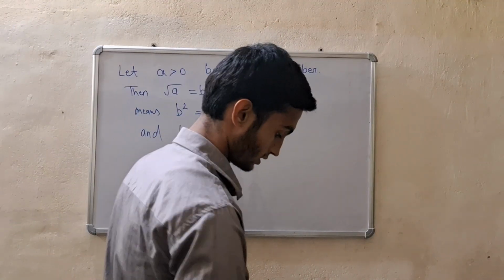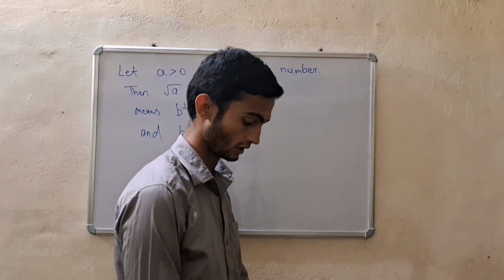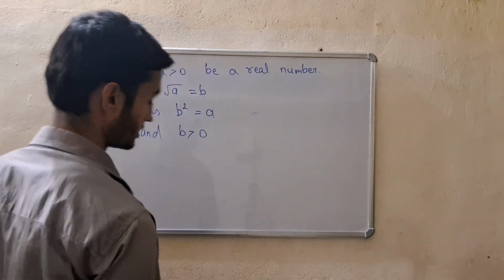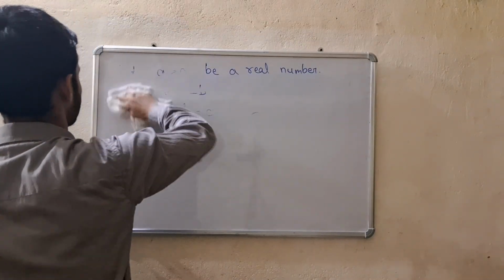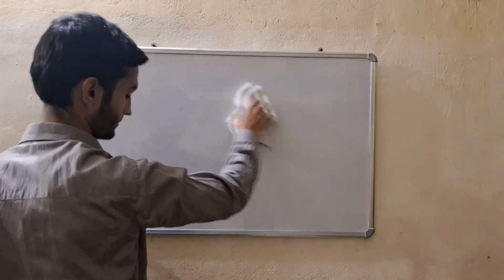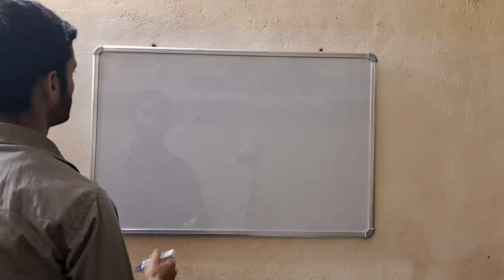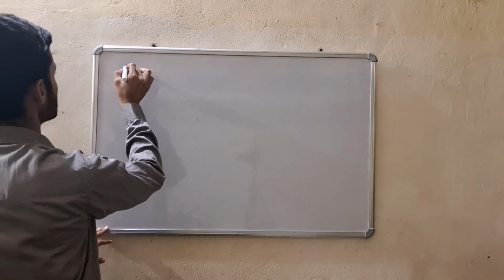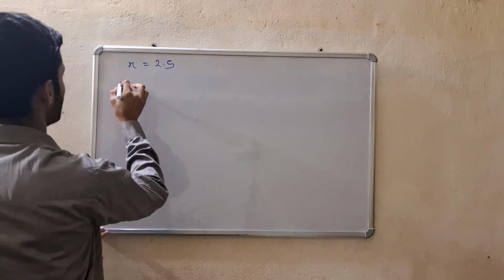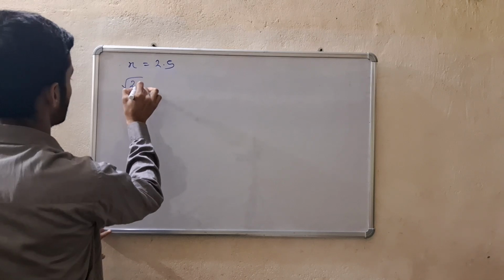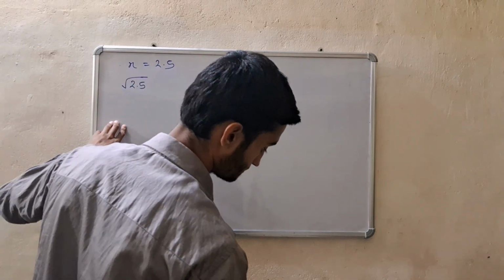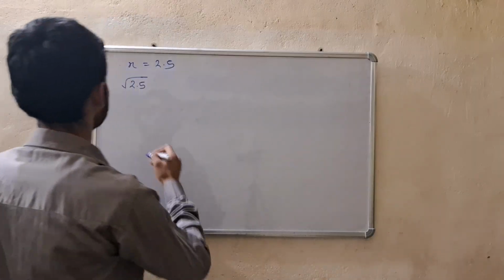Now we will learn how we can represent any real number on the number line. Let's say we have to represent x equals 2.5. Then what will this be? How much is this? 2.5.